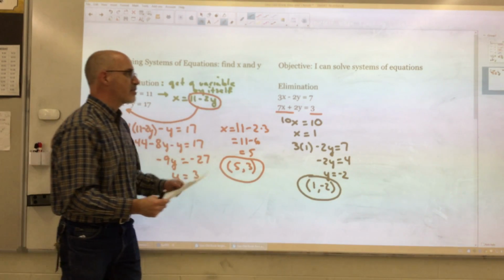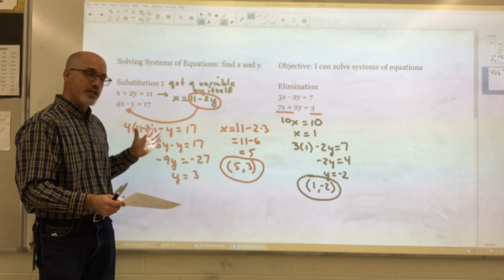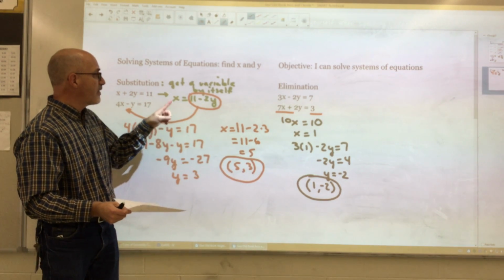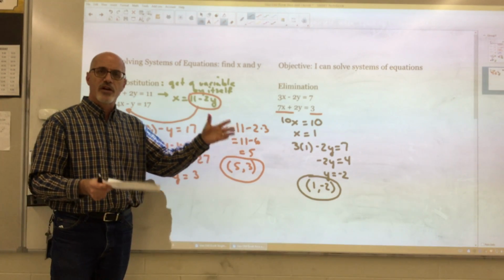So that's how you can solve a system of equations, which means 2 variables, 2 equations, and we're going to solve it to find the x and the y by either substitution or elimination, our algebra review.